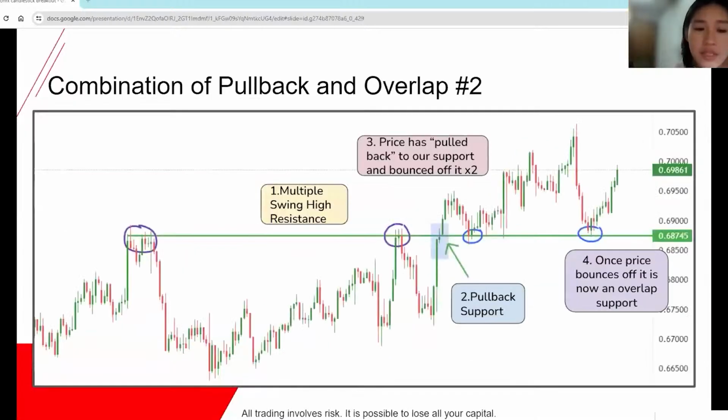Okay, another example here. With two swing highs lining up, we have a swing high resistance. Price has surpassed this level and it has become a pullback support, so we can expect price to retrace back to this level. Take note of the blue circles here, since price bounces off this level twice, making it a really strong overlap support.